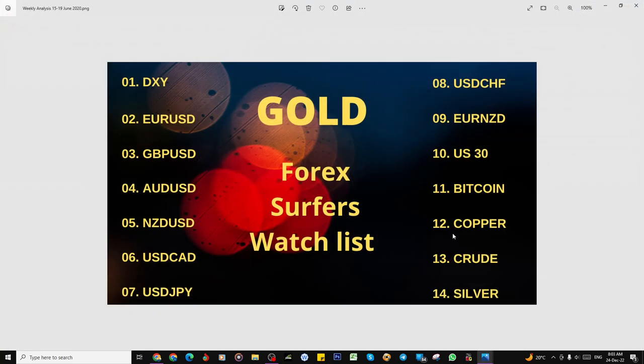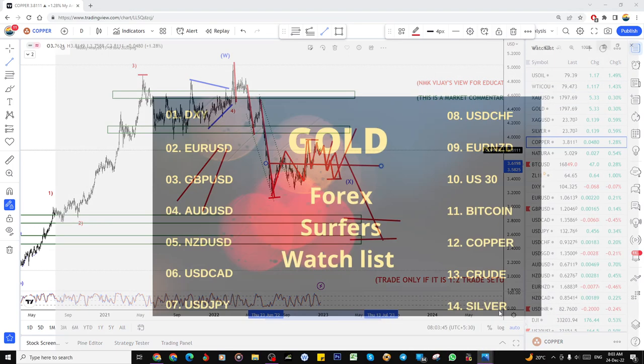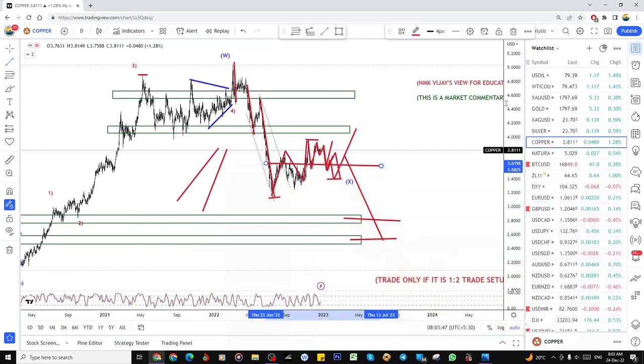So let's move on to crude. Crude I already finished, right? So nothing to do in the crude. So let's move on to the silver, and we can complete silver with gold.